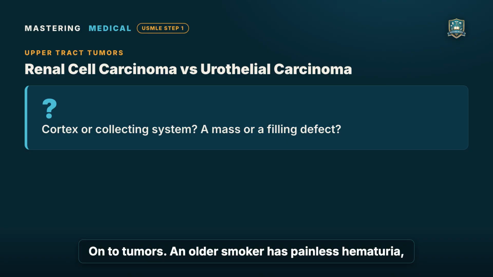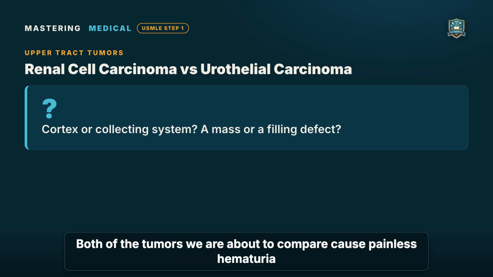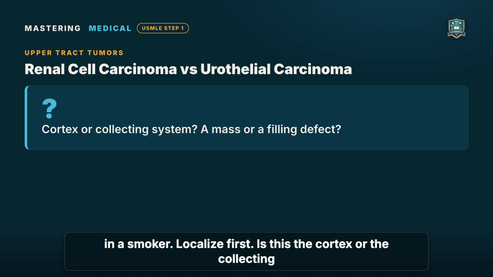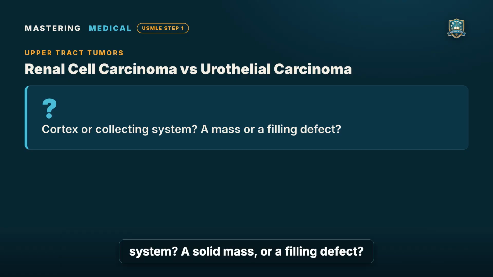On to tumors. An older smoker has painless hematuria, flank pain, and polycythemia with a solid renal mass. Both of the tumors we are about to compare cause painless hematuria in a smoker. Localize first. Is this the cortex or the collecting system, a solid mass or a filling defect?